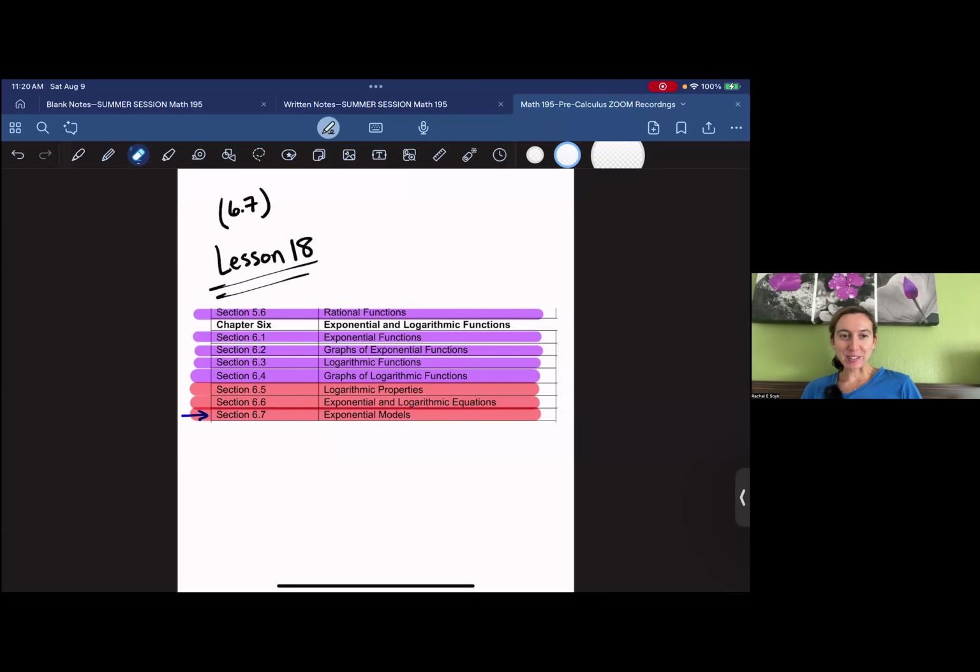Hey everyone. We are now in our last section of chapter 6, section 6.7, which deals with exponential models. This is a section where you will be using your calculator.